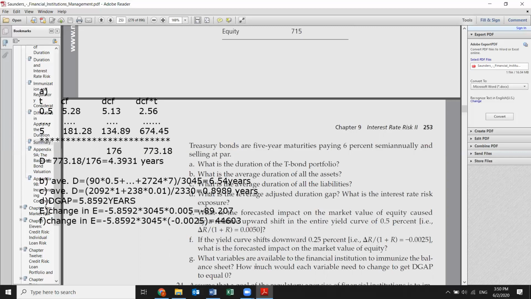And the duration gap of 5.8592 years is quite large, and it is not likely that the financial institution will be able to reduce it to 0 by using only the duration of assets. It would still exceed the duration of the liabilities after adjusting for leverage. So that means that you have to use a combination of the asset and the liability sides.